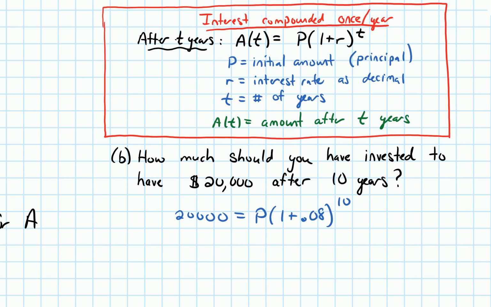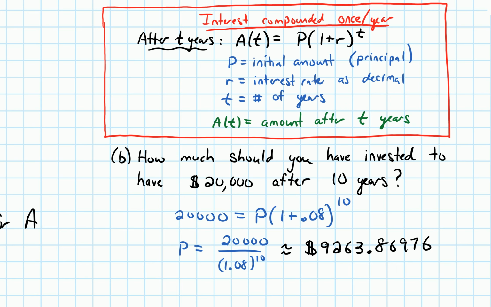And we want to know how much we should have invested, so that means we want P. So we can isolate the P. P is going to be 20,000 divided by this 1.08 to the 10th power. Okay, and if we plug this into a calculator, we end up with, units are dollars, $9,263.86976, going to 5 decimals. But it's interesting to see that if we invested this amount at an 8% interest rate, after 10 years, it would more than double.